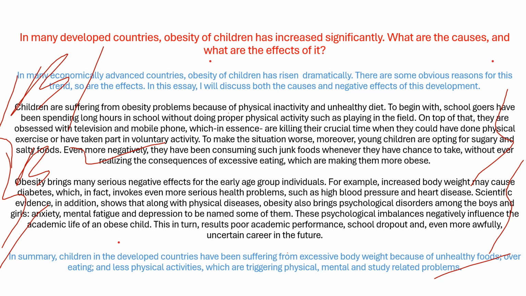So here we see in the summary: children in developed countries have been suffering from excessive body weight because of unhealthy food, overeating, and less physical activity, which are triggering physical, mental, and study-related problems. The first part is the main information from the first body paragraph, and the last part is the main information from the second body paragraph. You see the summary is very short. Ideally, it needs to be completed within one sentence or a maximum of two sentences.